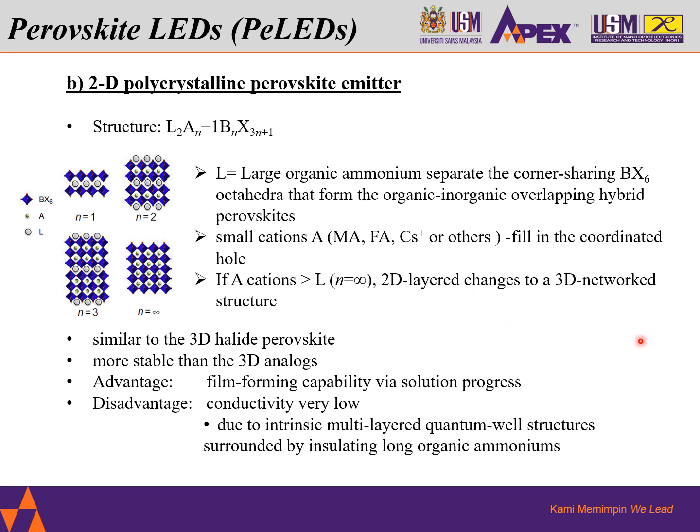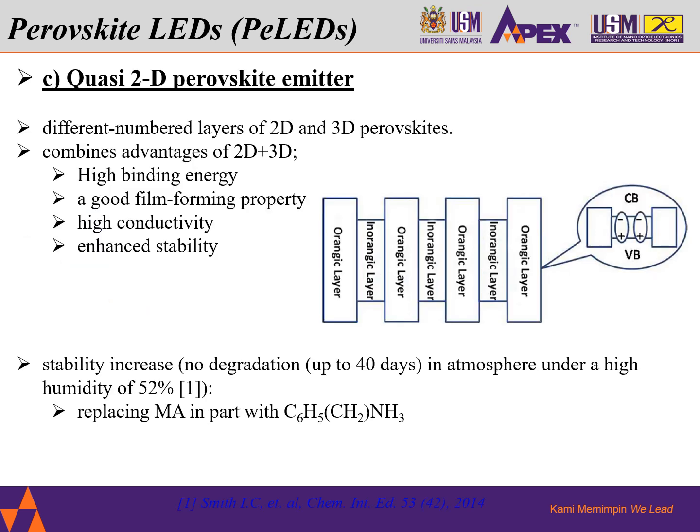The synthesis of 2D polycrystalline materials is similar to the 3D halide perovskite. Actually, the 2D perovskite materials are more stable than the 3D analogs. The advantage is their film forming capability via solution process. However, the disadvantage is that the conductivity of this kind of 2D material is typically very low due to its intrinsic multilayer quantum well structure surrounded by the insulating long organic ammoniums.